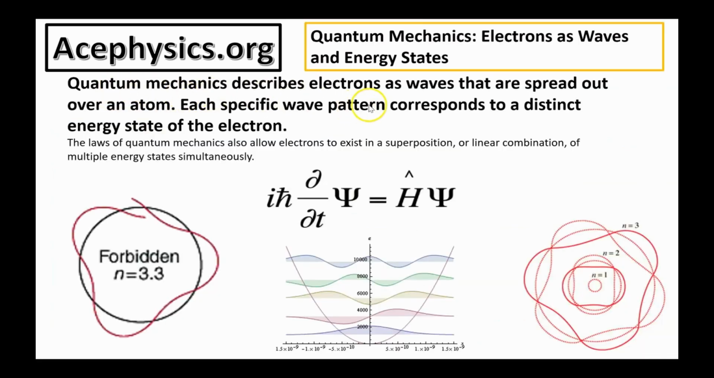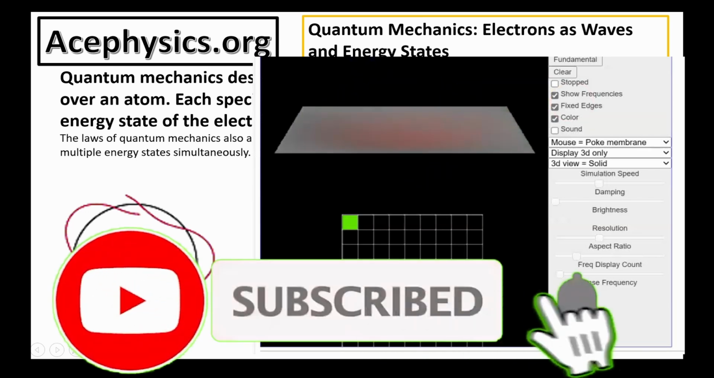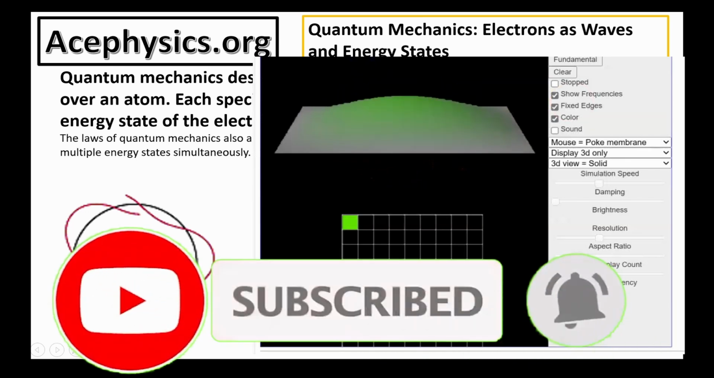Quantum mechanics describes electrons as waves that are spread out over an atom. Each specific wave pattern corresponds to a distinct energy state of the electron. This cartoon shows allowed wave patterns that satisfy the proper boundary conditions. This wave pattern would not be allowed because there's not an integer number of wavelengths as you go around the atom at that radius. To visualize this, imagine standing waves on a stretched membrane, like the surface of a drum.